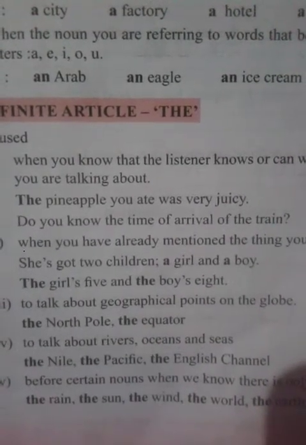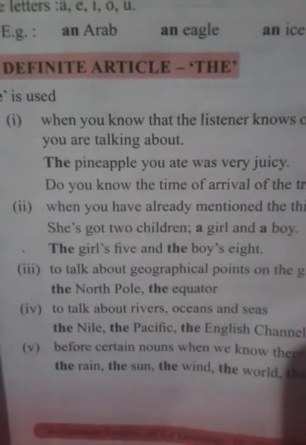The Nile is a river. The Pacific Ocean, the English Channel. See the fifth one. Before certain nouns, when you know there is only one of the popular thing: the rain, the sun, the wind, the earth, the White House, etc. Like these things. So they have clearly told you what you have to put where: the, a and an. Let us turn to the next page.